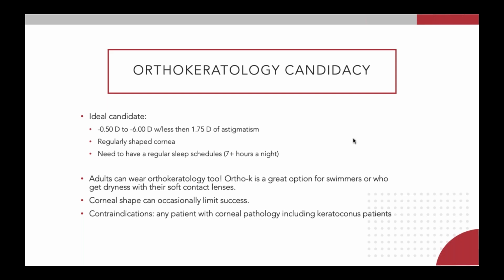And ultimately, your corneal shape can limit your success. Occasionally, we've gotten really good with customizing these lenses. So many times we can get a good fit, but sometimes certain corneal shapes just don't allow for a good centered lens. There are some contraindications, so you can't have any corneal pathology, and you definitely cannot be a keratoconus patient. So the best way to determine if you're a candidate is just to come have us evaluate you.